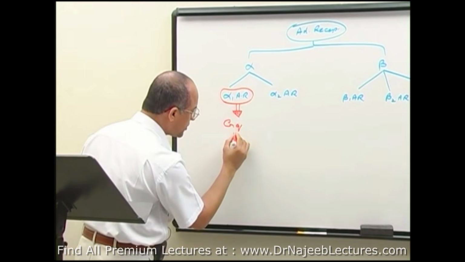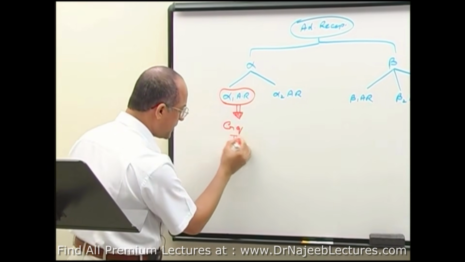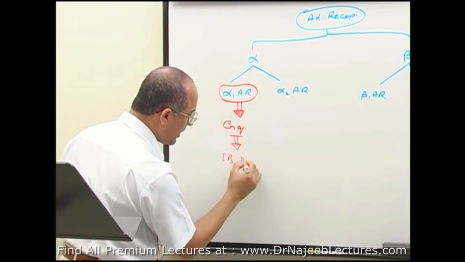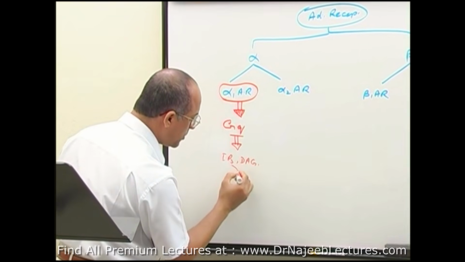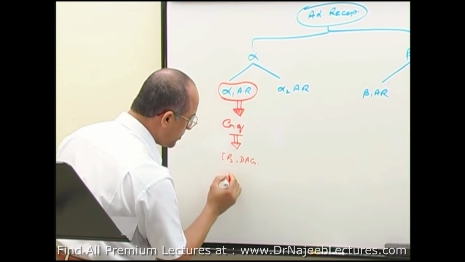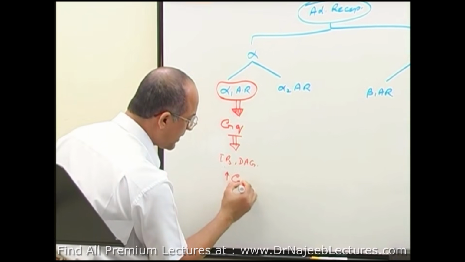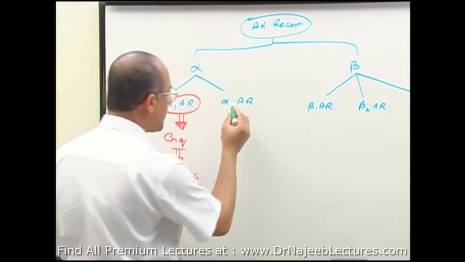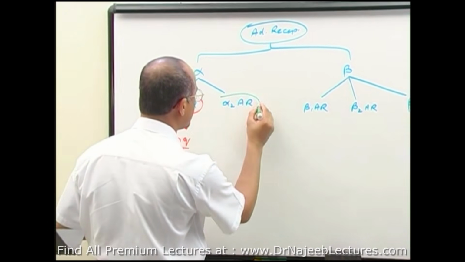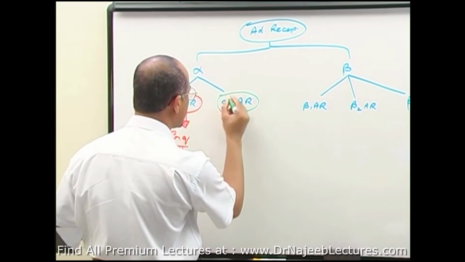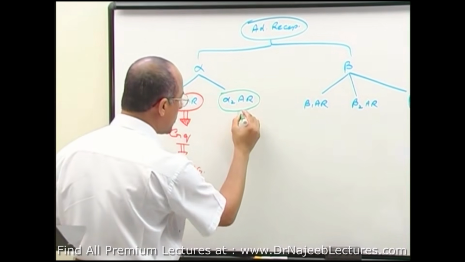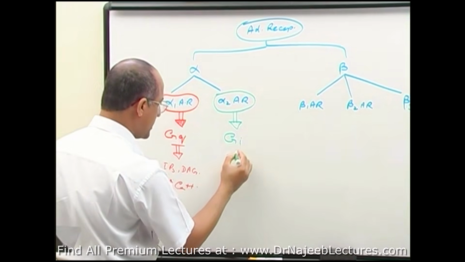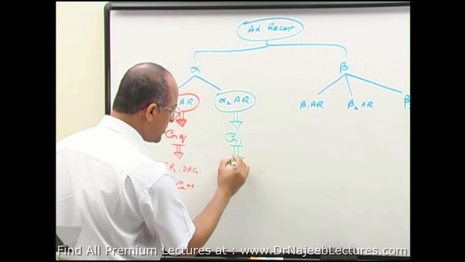Gq. And what is the second messenger system? IP3 and diacylglycerol, eventually leading to increased intracellular calcium level. Excellent. Now we'll talk about alpha 2 adrenergic receptors. Alpha 2 adrenergic receptors are intracellularly coupled with which G protein? G inhibitory.